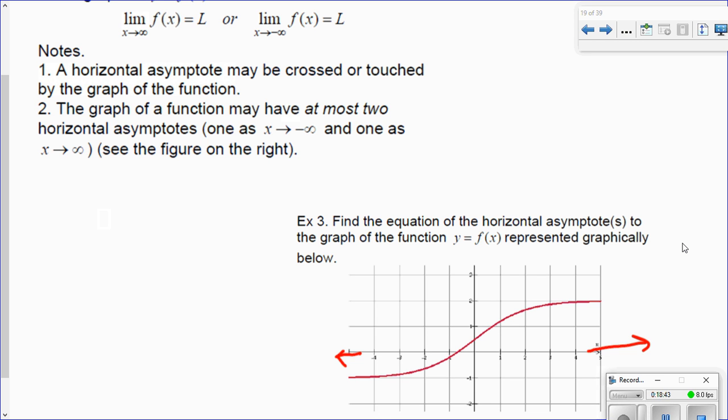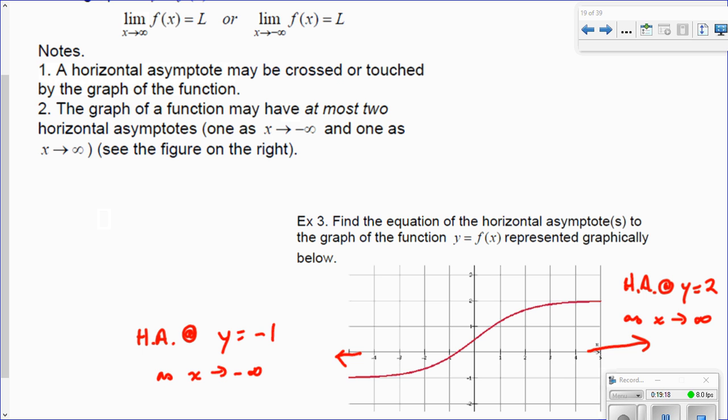So there could be 2 horizontal asymptotes on any function. In this example, I don't know what necessarily the equation would be, but we have a horizontal asymptote y equals, and horizontal asymptotes are always expressed as y equals, and that's as x approaches negative infinity. And over here, by glancing at the graph, we have a horizontal asymptote at y equals 2, and that's as x approaches positive infinity.